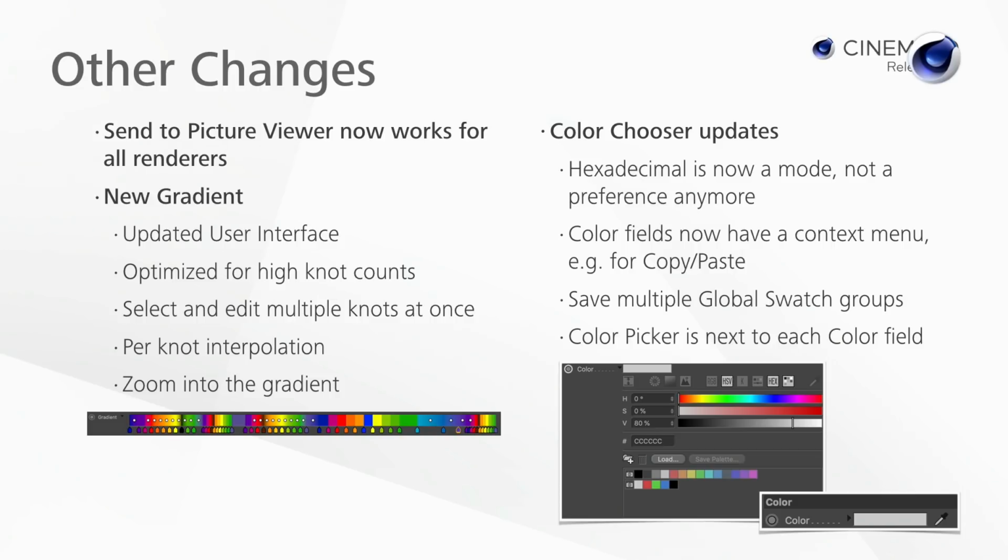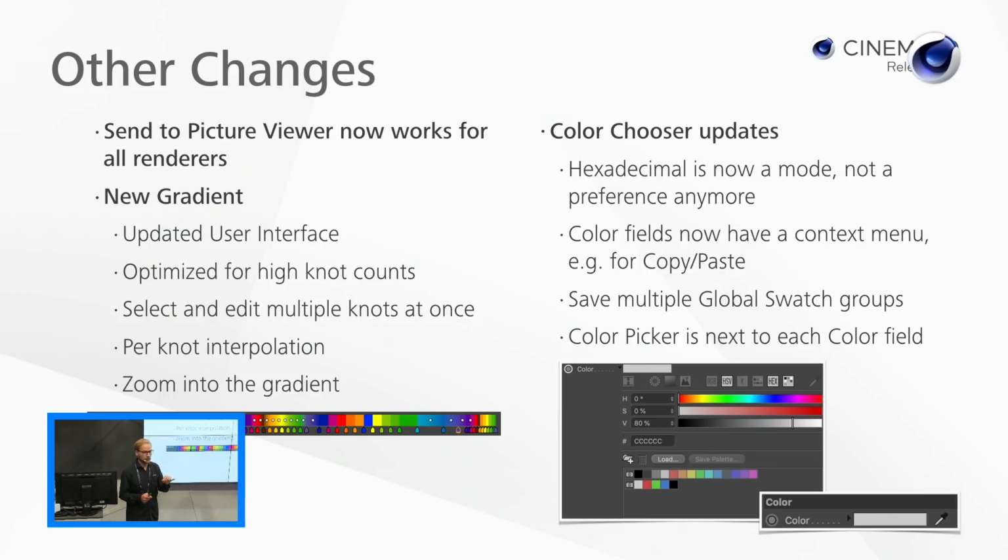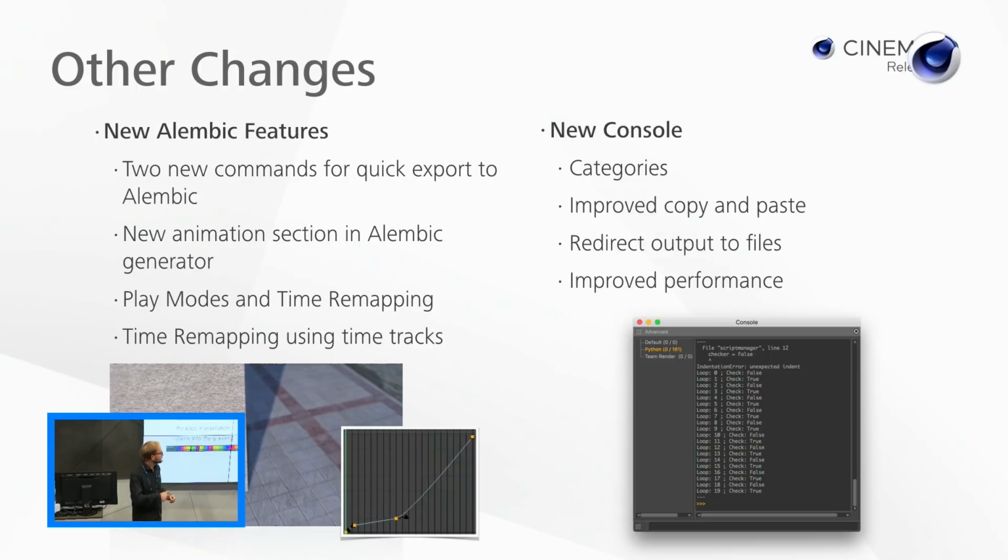Then the send to picture viewer command now works for all renderers, which is very handy. We've got a new gradient that is optimized for handling huge amounts of knots, and you can also set the interpolation of a knot per knot and not for the whole gradient. And you can multi-select the knots and scale them and move them and so on. We made some adjustments and updates to the color chooser. For example, hexadecimal is now not a preference anymore, but a mode. And we also have got this color picker if the color parameters are folded.